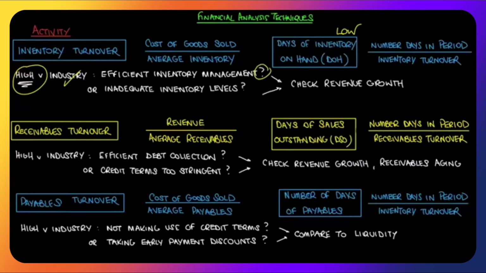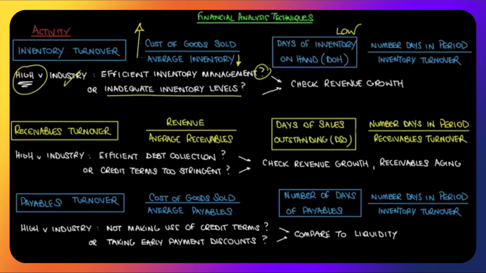But is that the reason? This is why we need to be able to calculate ratios and know what's in there. Cost of goods sold on the top, inventory on the bottom. If I decrease my inventory levels, this ratio is going to go up and make me think I'm being efficient. But am I? Do I simply have inadequate inventory levels? In which case, I'm at risk of stockouts, not being able to meet demand. And if that's the case, I don't get revenue.